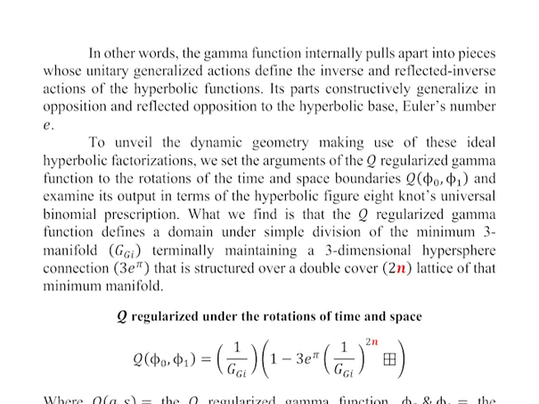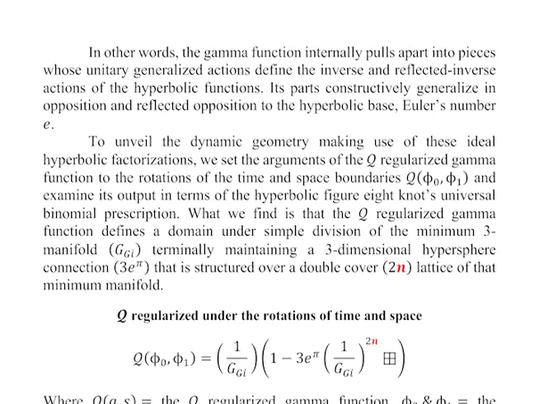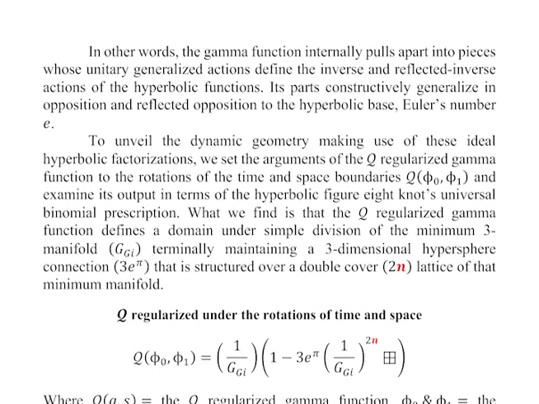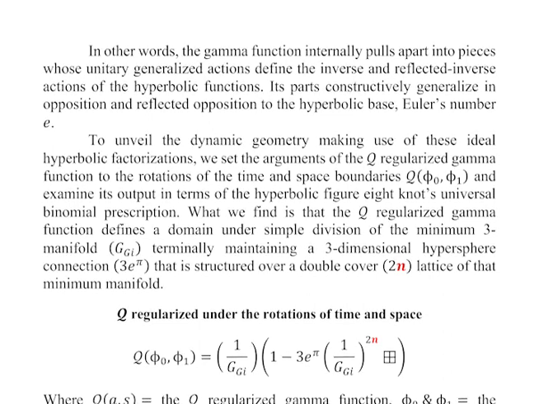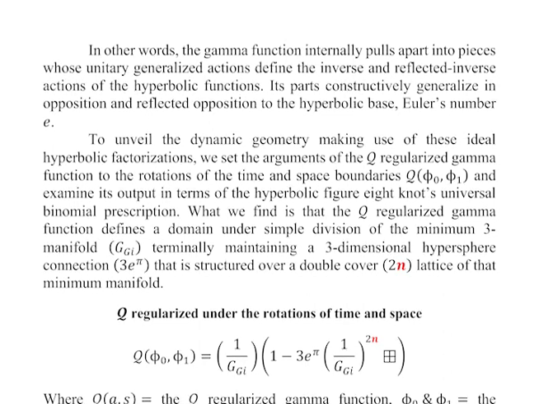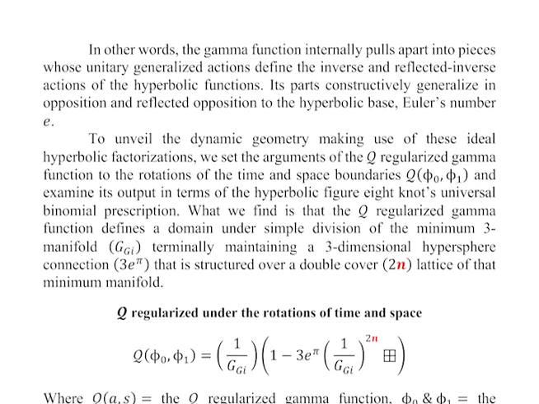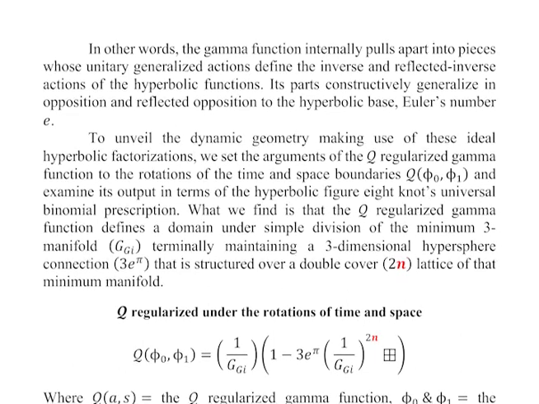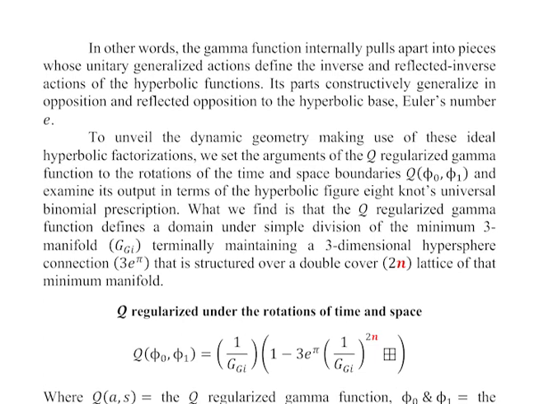To unveil the dynamic geometry making use of these ideal hyperbolic factorizations, we set the arguments of the Q regularized gamma function to the rotations of the time and space boundaries. And then we examine its output.